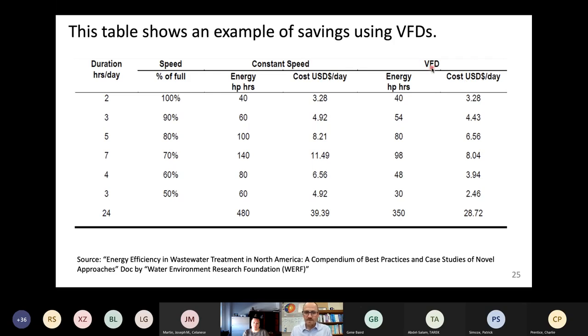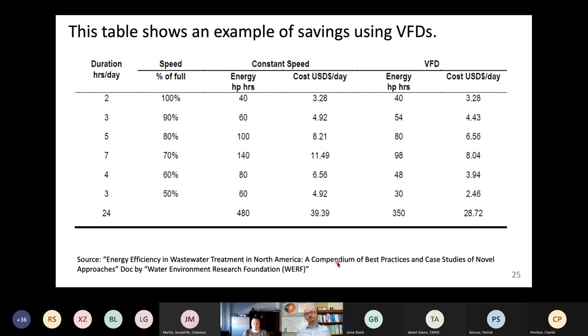But if you have it on a VFD, you're going to be able to decrease that cost because you're only running at 90% of full speed, it's going to be 54 horsepower hours instead of 60 horsepower hours. Of course, if you're down at 50% speed, it's going to be 30 horsepower hours for this part of the time versus 60 horsepower hours. So overall, your cost per day using constant speed was $39 in this example, and using a variable frequency drive, $28 per day.